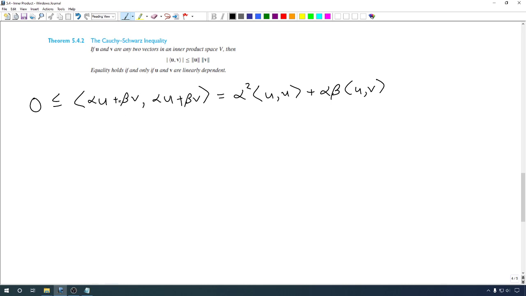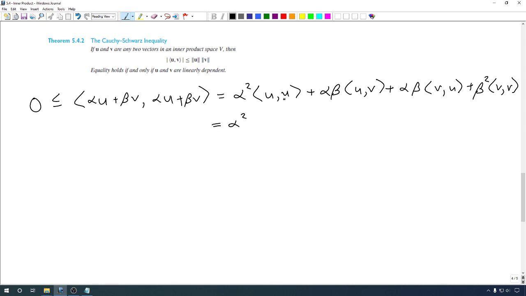Then we have our inner ones, beta v and alpha u. We can again pull out the alpha and beta. And finally, we have our beta v and beta v. Pull out the beta squared. Okay, now what can we do? Well, first things first.